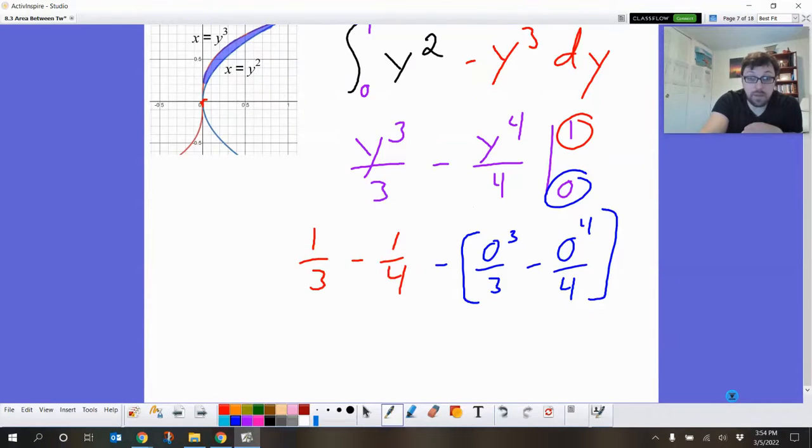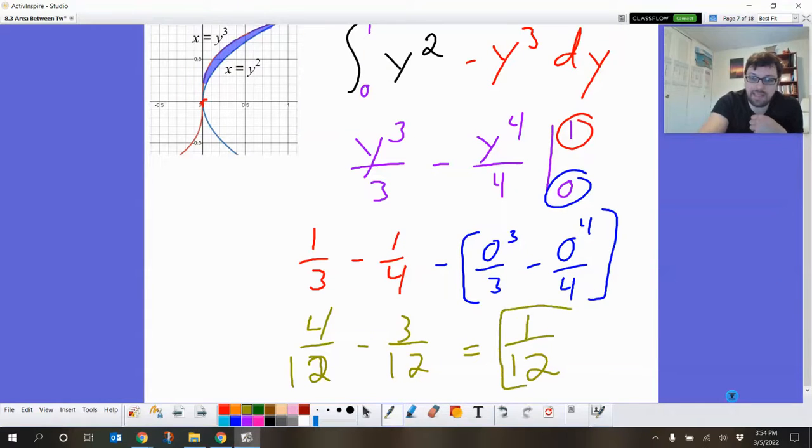So we need to do 1/3 minus 1/4. So that is 4/12 minus 3/12. So our answer is 1/12. So that is the area between those two curves.